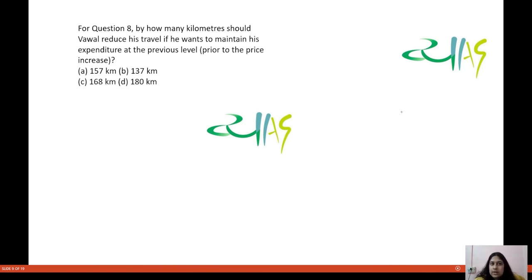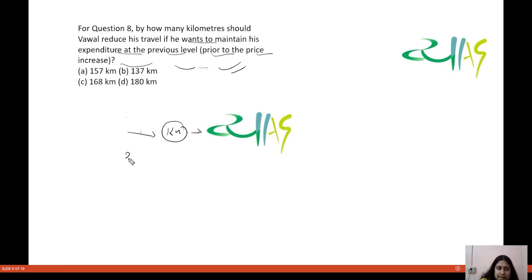Okay. Now let us do the next question. It is saying by how many kilometers should Vowel reduce his travel if he wants to maintain his expenditure at the previous level. Okay, so now we want to find our kilometers.